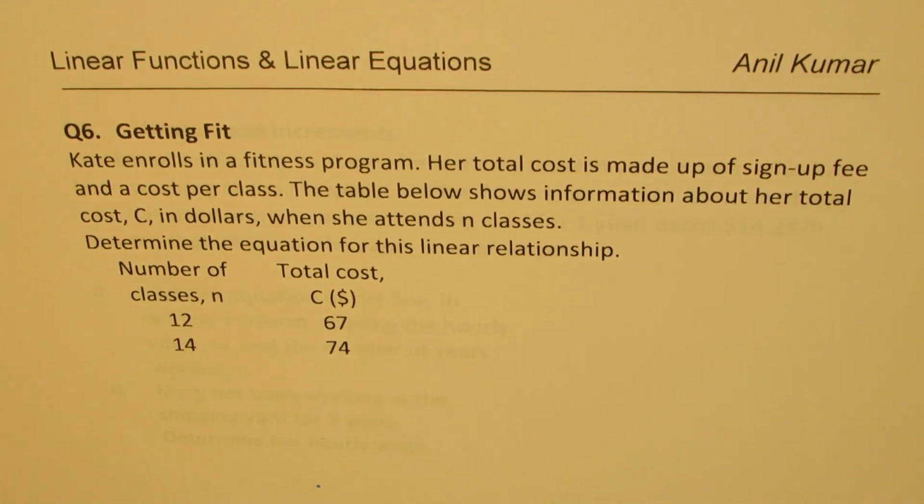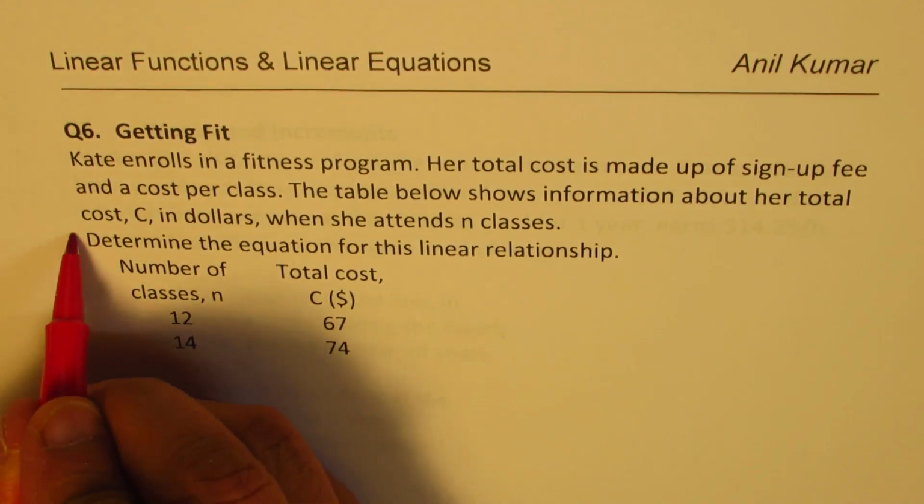Question 6 is getting fit. Kate enrolls in a fitness program. Her total cost is made up of sign-up fee and a cost per class. The table below shows information about her total cost C in dollars when she attends N classes. So the variables are already defined for us. Determine the equation for this linear relationship, right? So that is the question for us.